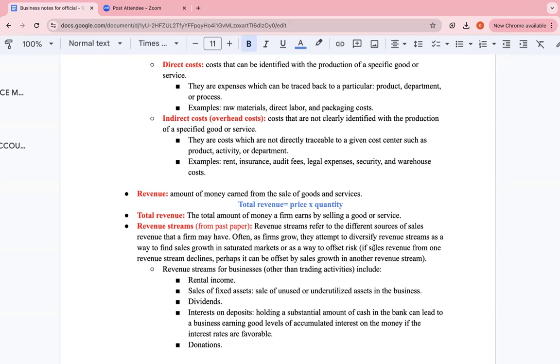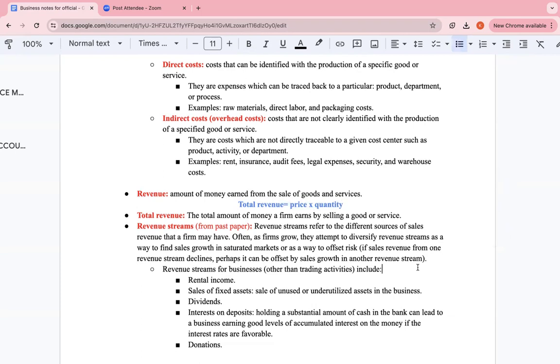Revenue is the amount of money earned from the sale of goods and services. Revenue is basically price times quantity. Total revenue is the total amount of money a firm earns by selling a good or service. Revenue stream. This is basically from a past paper, but revenue streams refer to the different sources of sales revenue that a firm may have.